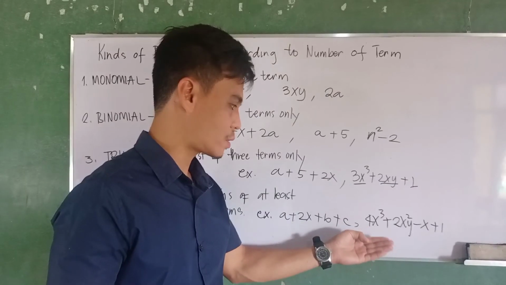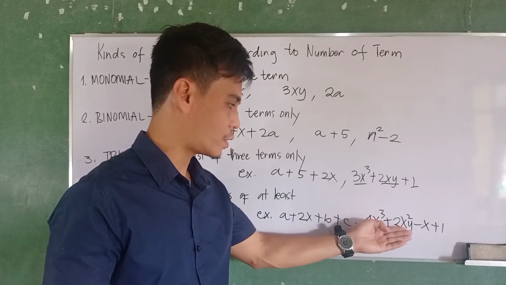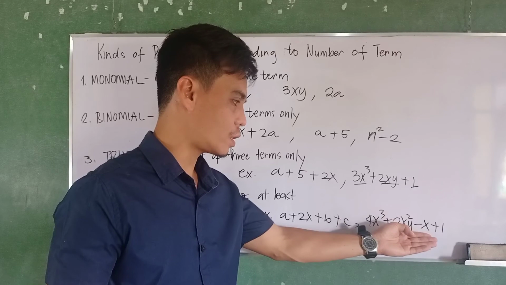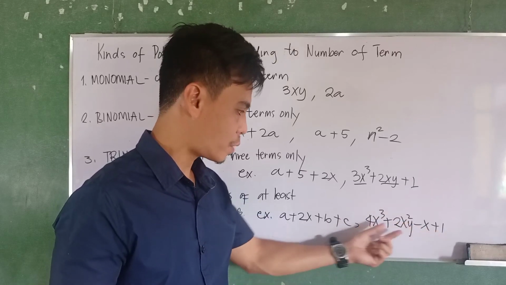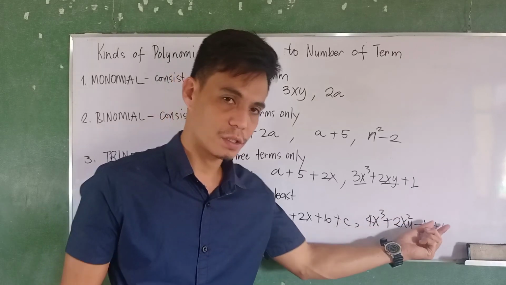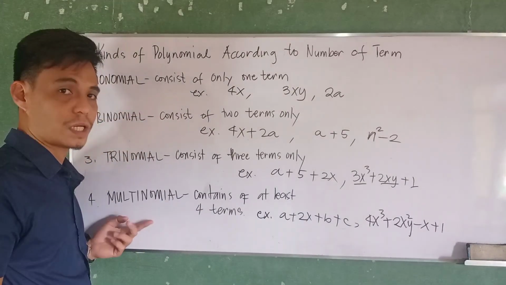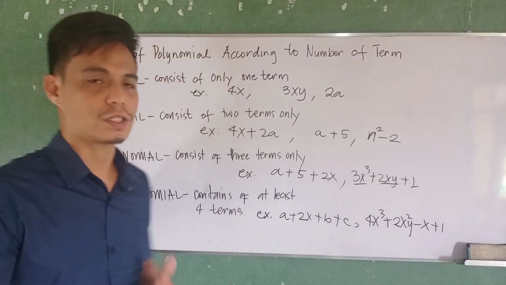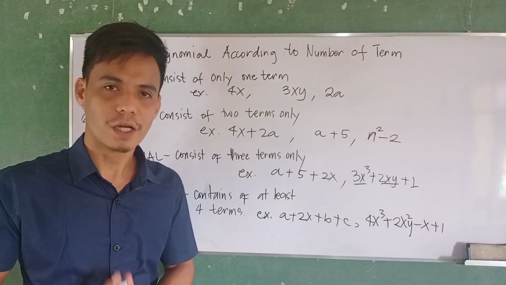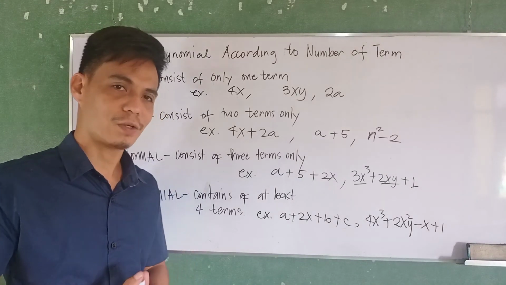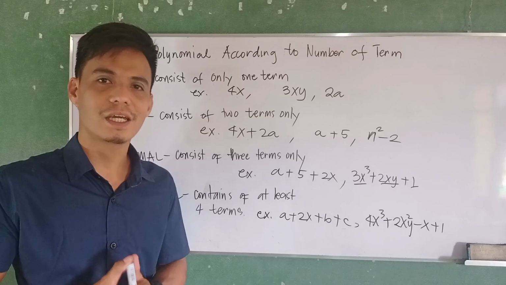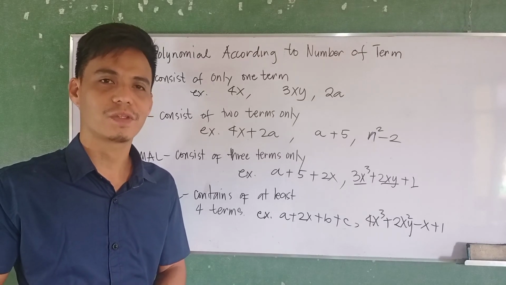Another example is 4x cubed plus 2x squared y minus x plus 1. So, since meron siyang 4 na terms, that is considered a multinomial. Okay, so marami na siyang terms. So I hope guys na may natutunan tayo ngayon about polynomials and kinds of polynomials.